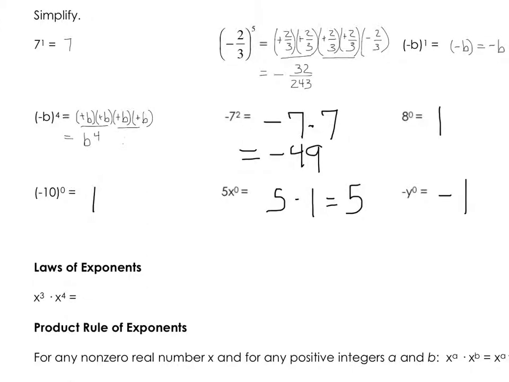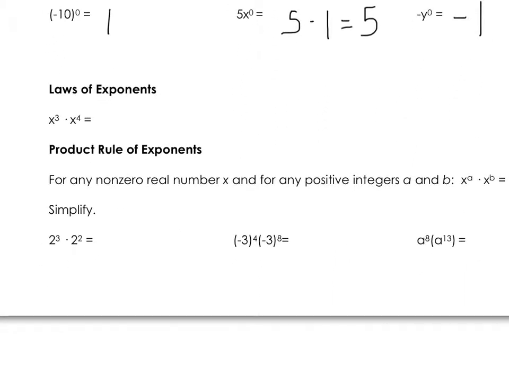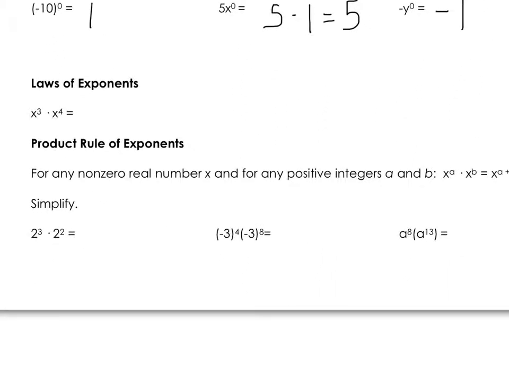Let's look at some laws of exponents. We begin with x to the third times x to the fourth. Raising x to the third power means we write it down 3 times. We want to multiply that by x to the fourth, so we write down x 4 times. How many x's are there? 7. It's x to the third times x to the fourth.